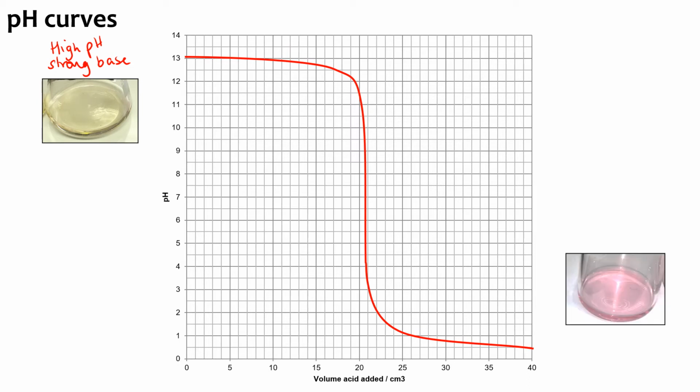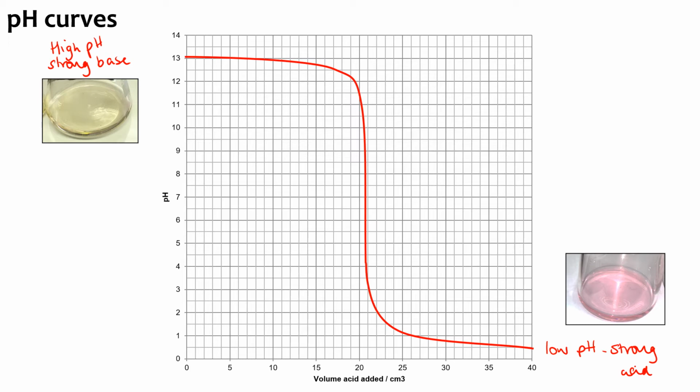Now, at the other end of the curve, we have a very low pH, and this is a pH of around 0.5. So this is actually a very strong acid here. And if we were doing this as a titration, then we would see the methyl orange go into the pink, the excess colour when we've got an acid.